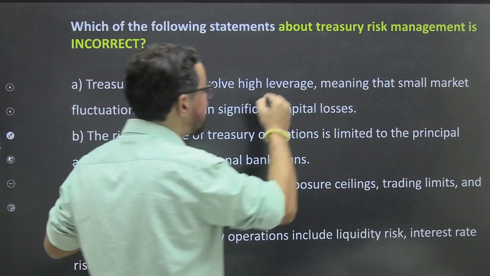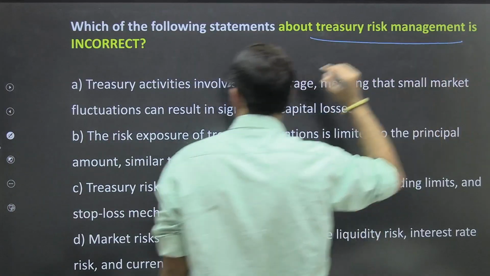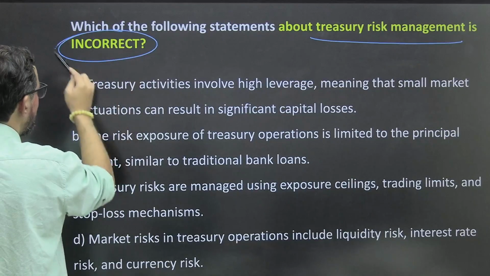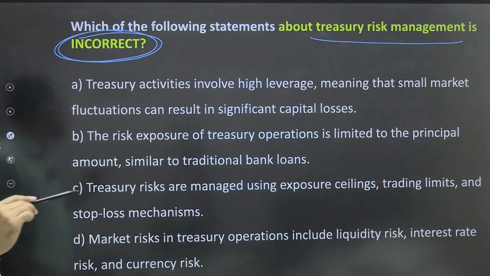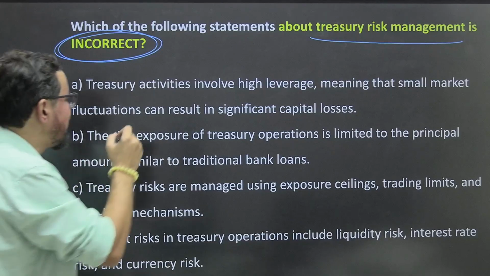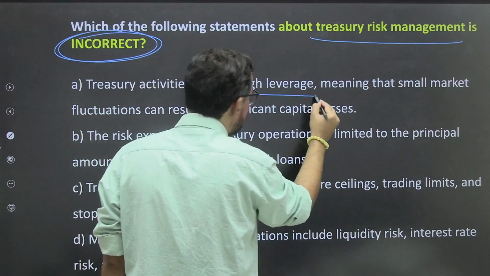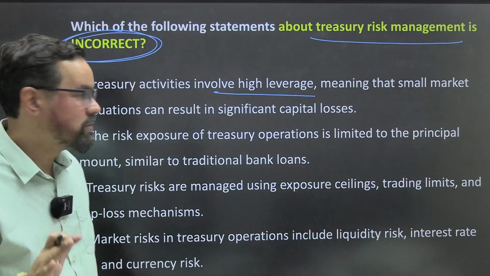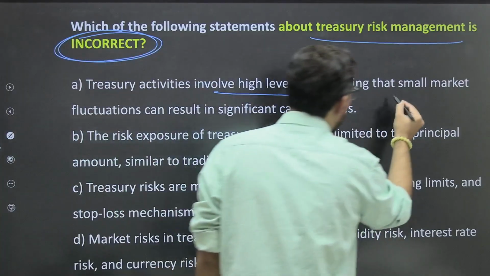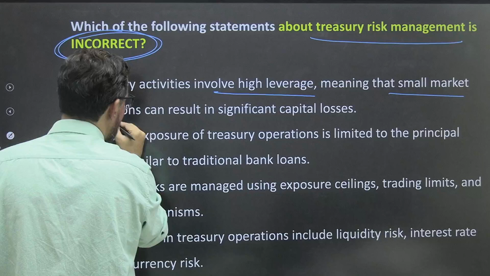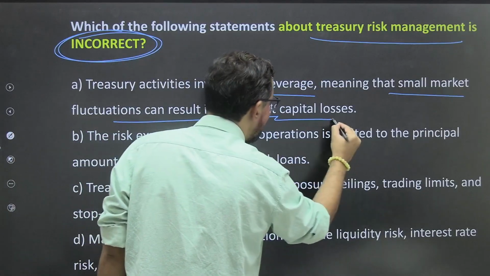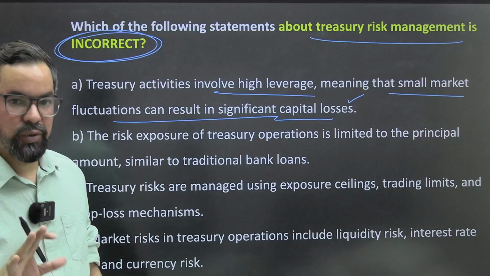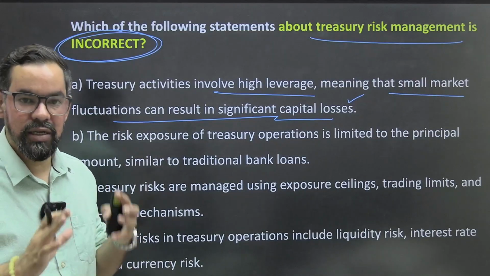Which of the following statements about treasury risk management is incorrect? So you have to find out the incorrect statement with regard to treasury risk management. Treasury activities involve high leverage because they mostly have positions in derivatives and all, meaning that a small market fluctuation can result in a significant capital loss. 100% true. So statement one is 100% aligned with treasury risk.